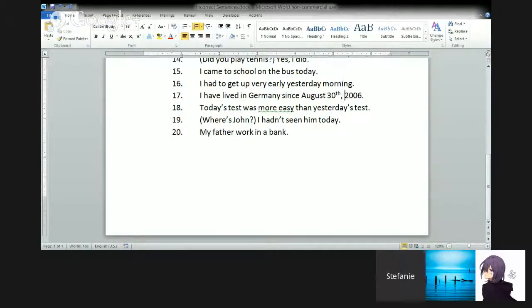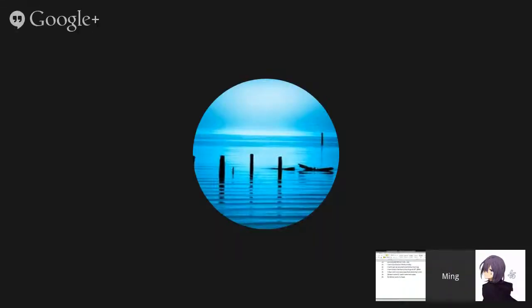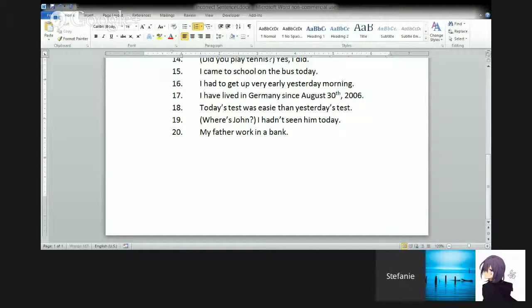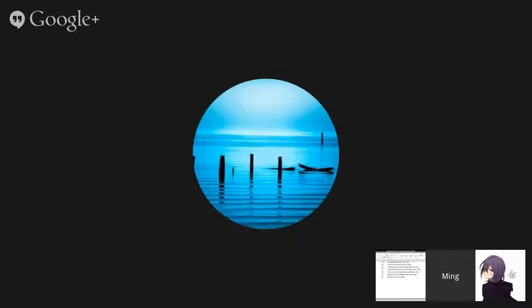Good. Now number 18. Today's test was more easy than yesterday's test. Today's test was easier than yesterday's test. Easier. Good. Okay, the question is, where's John? And they said, I hadn't seen him today. How should we change this to make it correct? I haven't seen him today. Yes. Good. And 20. My father worked in a bank. My father works in the bank.